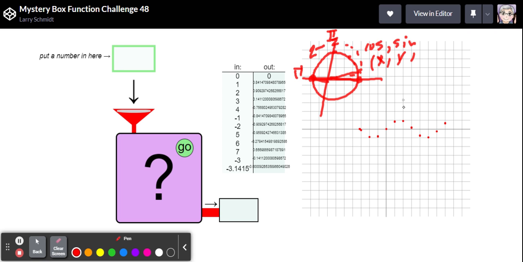But at pi over 2, which is right about here, that's where it gets as close to 1 as it can possibly get. Well, it gets exactly 1 at pi over 2. So this is the sine function. So I think our answer here is just going to be f of x equals the sine of x. So we need to keep a lookout for these trigonometric functions from now on.